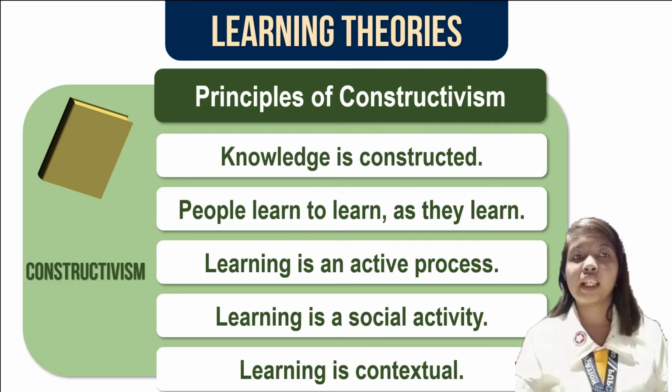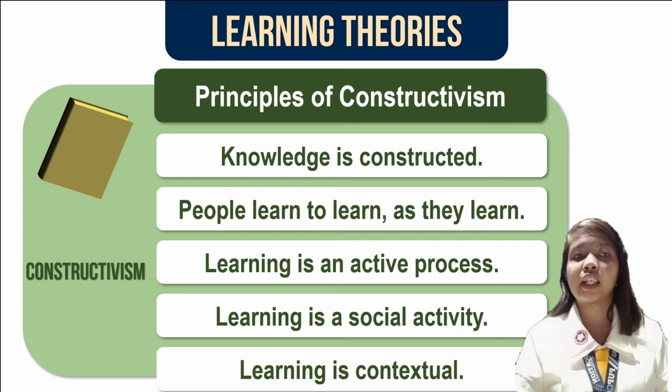Number 3, learning is an active process. It involves sensory input to construct meaning. The learner needs to do something in order to learn. It's not a passive activity. Learners need to engage in the world, so they are actively involved in their own learning and development.